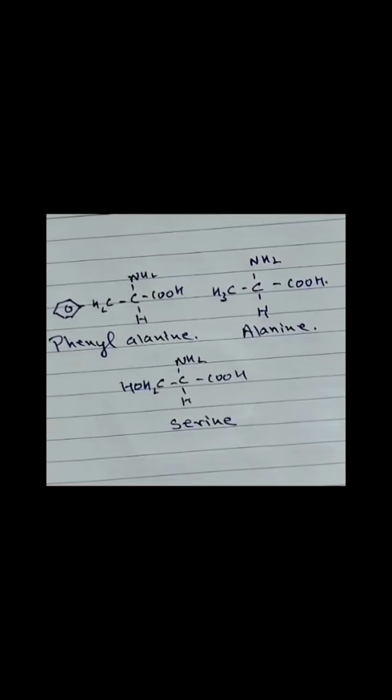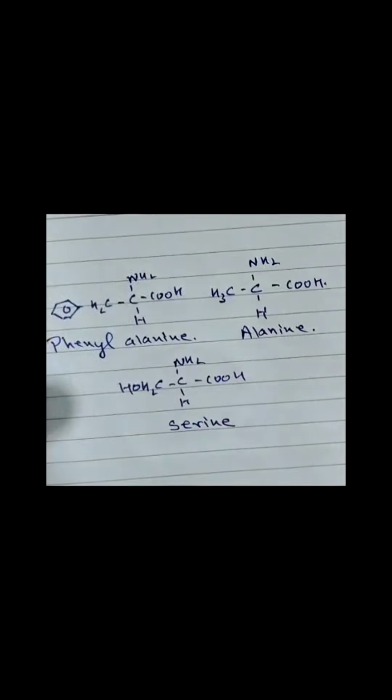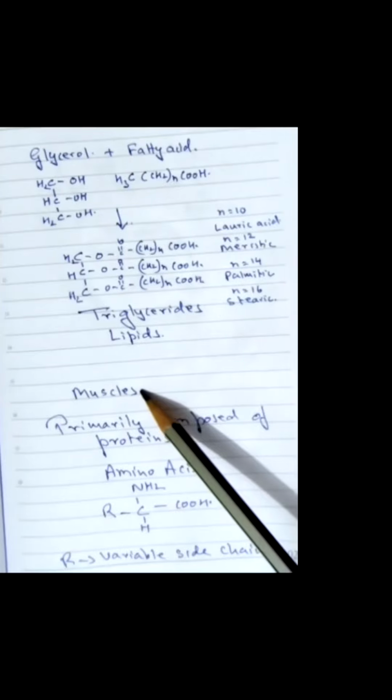To quote some examples, if that R is CH3 over here, then we call it alanine. If R is CH2 and a phenyl ring, then we call it phenylalanine. And if that R group is CH2OH, then we call it serine, and so on and so forth. There are lots of such amino acids. So lipids cannot be transformed to muscles directly. It requires lots of metabolic processes, right?